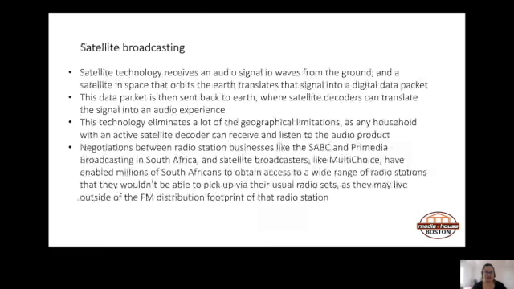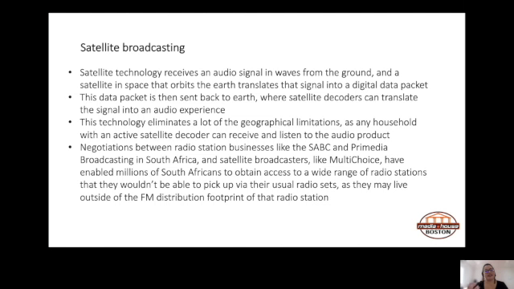The next one now, satellite broadcasting. Our last consideration in terms of signal distribution and the distribution of technology is satellite broadcasting. Satellite technology receives an audio signal in waves from the ground, and a satellite in space that orbits the Earth translates that signal into a digital data packet. So digital data packet, the same one we get with DAB.